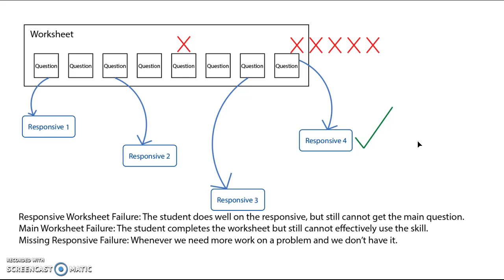They can't do intermediate combinatorics. They can't do advanced combinatorics. They can't do combinatorics questions that are featured on Math 2. None of it, right? It's not happening. That's a main worksheet critical failure.